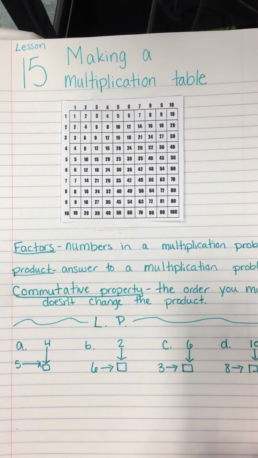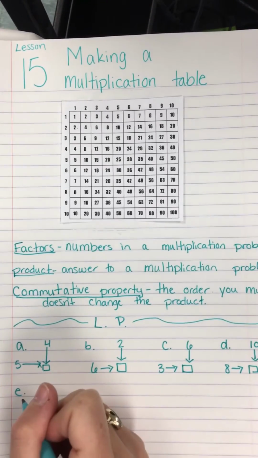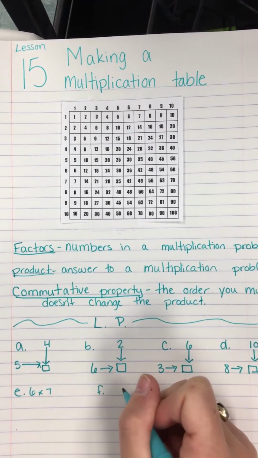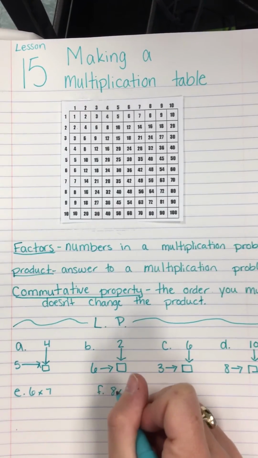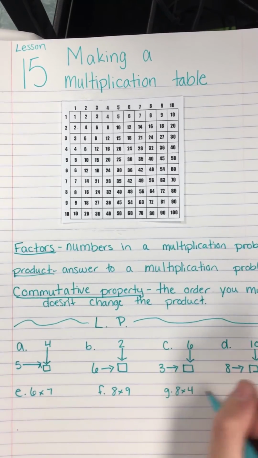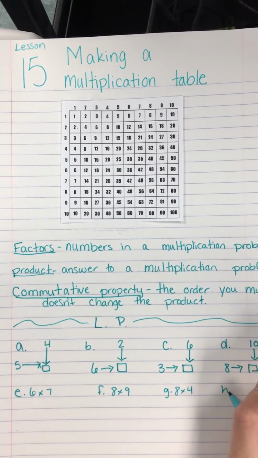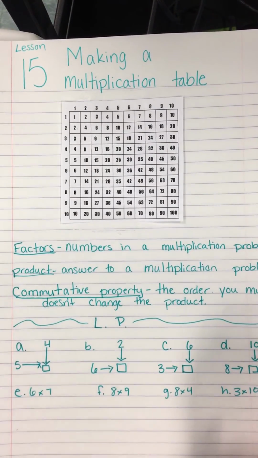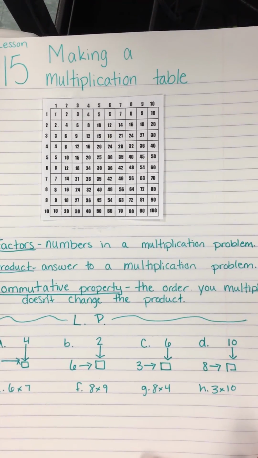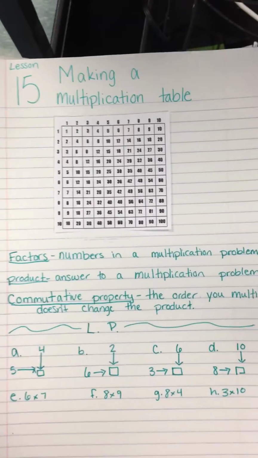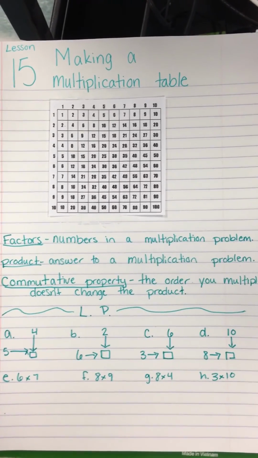Okay? And then E, I'm just going to have you tell me some answers. 6 times 7, F, 8 times 9, G, 8 times 4, H is 3 times 10. All right, and you will be doing these in your packets tomorrow. Let me get this in case you like screenshot the notes so that you can take them better. There, you can screenshot that.